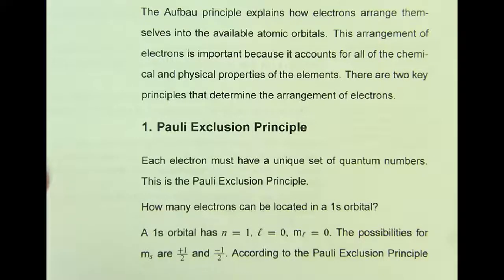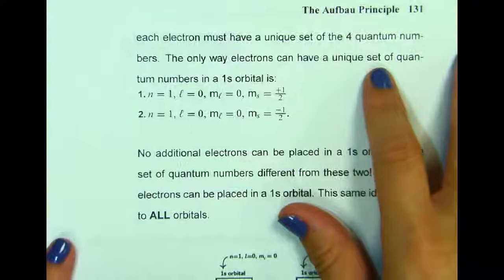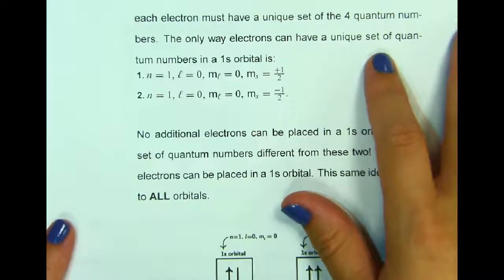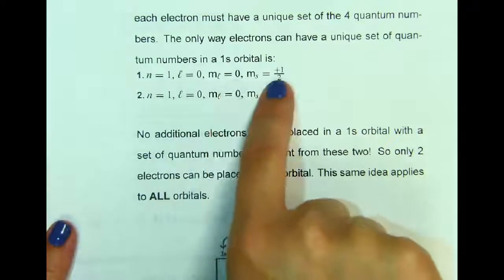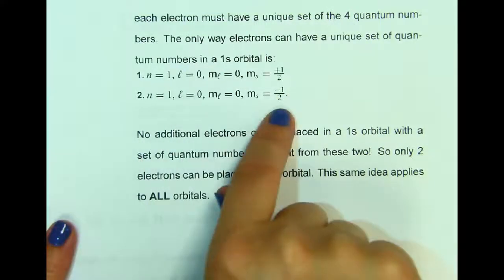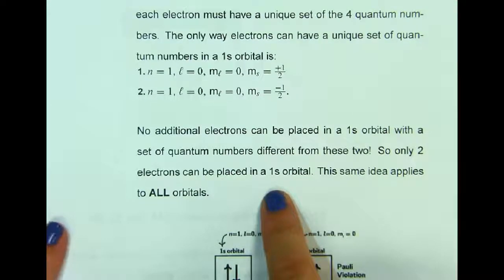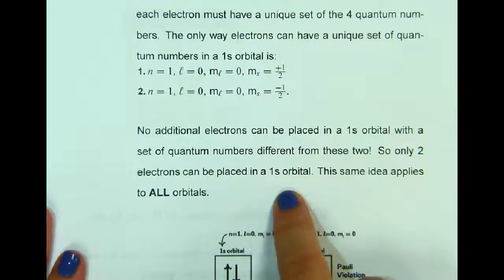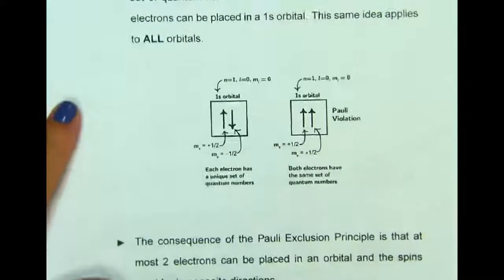According to the Pauli exclusion principle, each electron must have a unique set of 4 quantum numbers. The only way electrons can have a unique set of quantum numbers in a 1s orbital is if you have 1, 0, 0, plus 1/2 and 1, 0, 0, minus 1/2. No additional electrons can be placed in a 1s orbital with a set of quantum numbers different from these two, so only 2 electrons can be placed in a 1s orbital. The same idea applies to all orbitals.